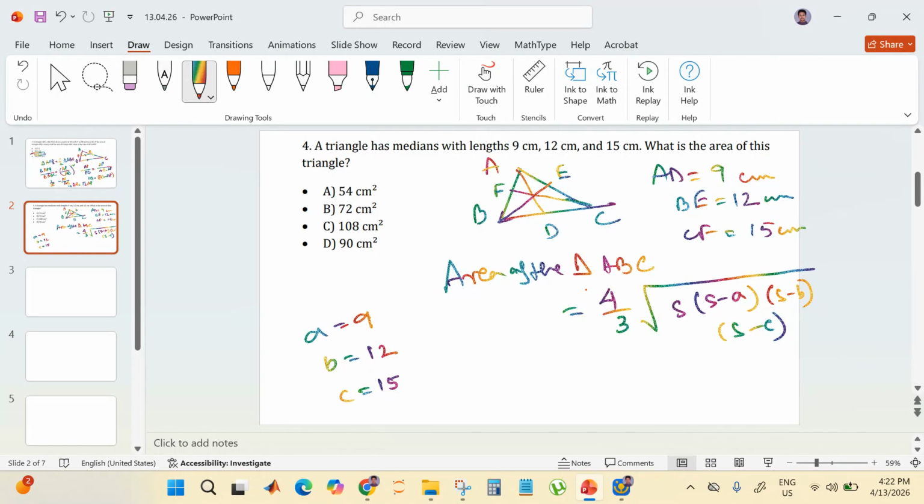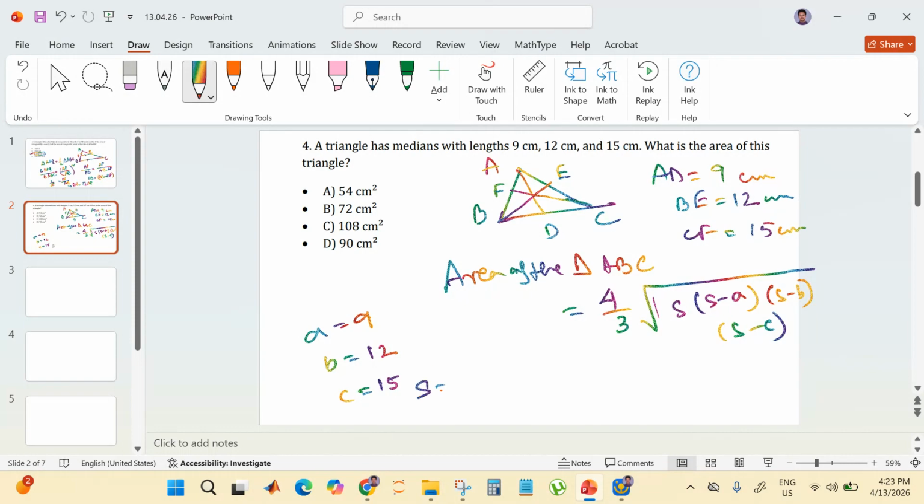So suppose the sides are given and you have to find the area of the triangle. Then you can find the area using root of s(s minus a)(s minus b)(s minus c). But if the medians are given, then you have to multiply with 4/3 the same formula. Here three medians are given: 9 centimeter, 12 centimeter and 15 centimeter. So just take these values and put them here.